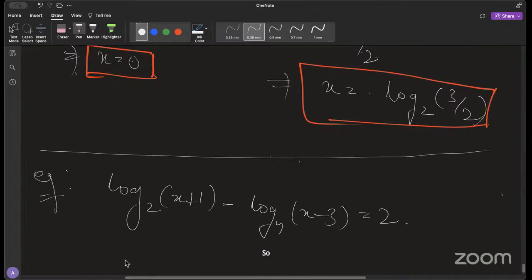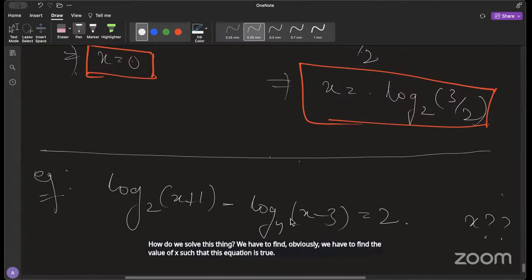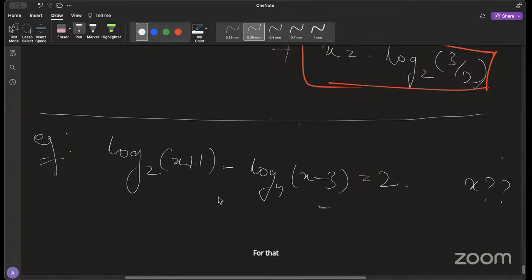So how do we solve this thing? We have to find, obviously, the value of x such that this equation is true for that x, right?